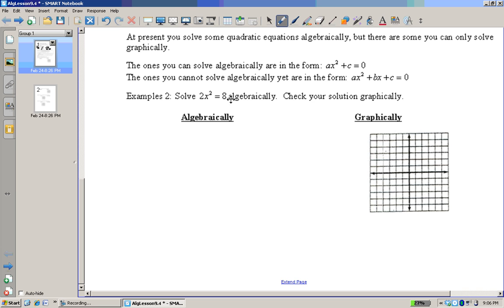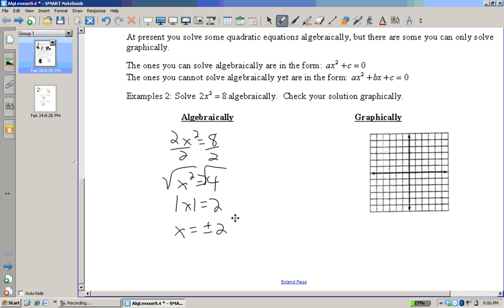Now, we can solve 2x squared equals 8 algebraically. We would divide by 2. X squared equals 4. Take the square root of both sides. We get the absolute value of x equals 2. And of course, x equals positive or negative 2. So we know what we should be looking for.